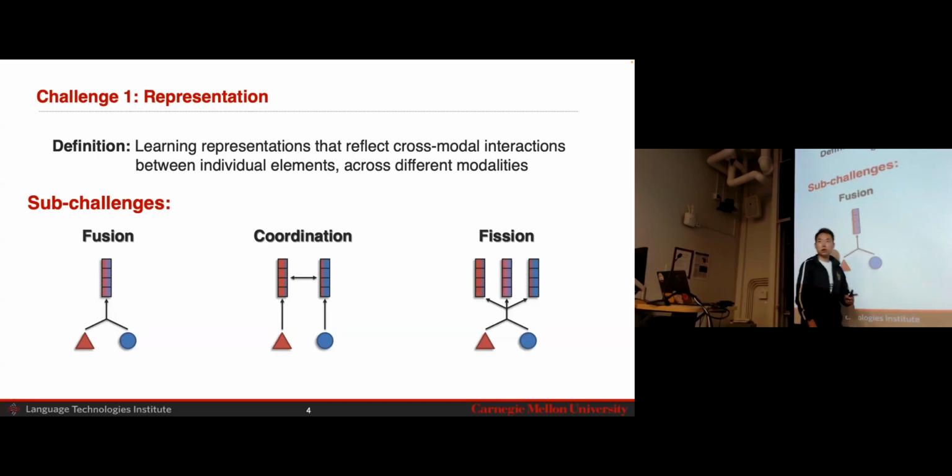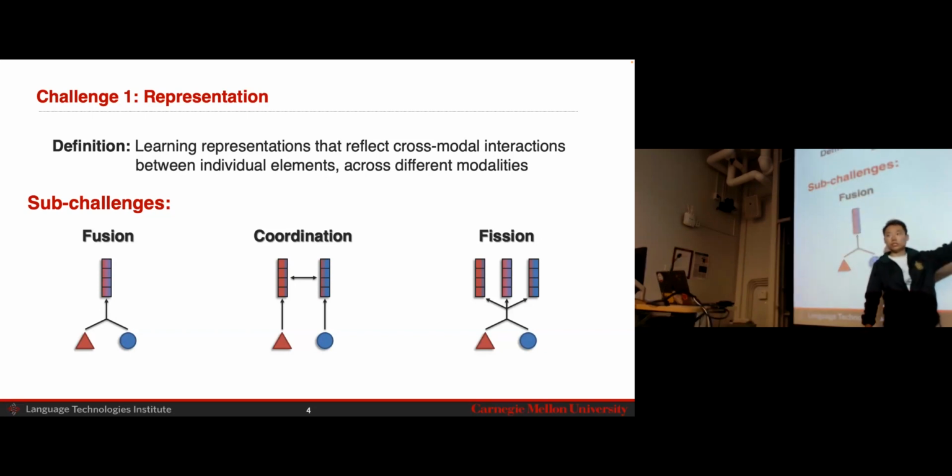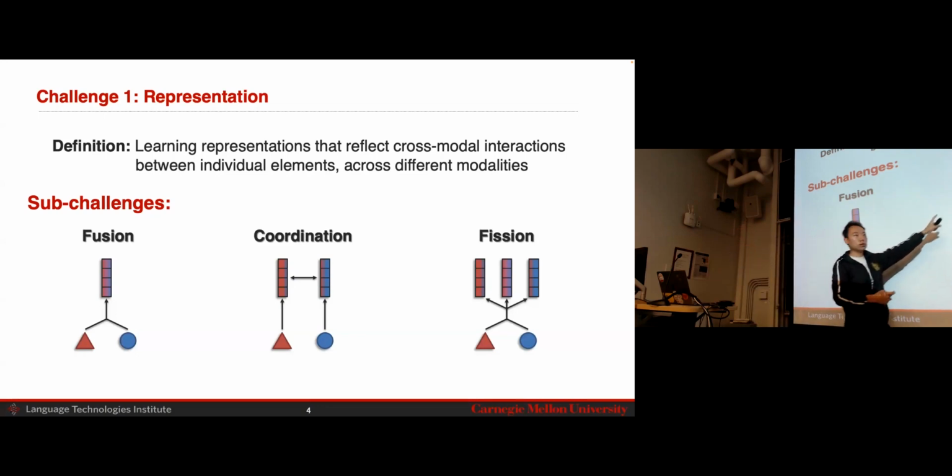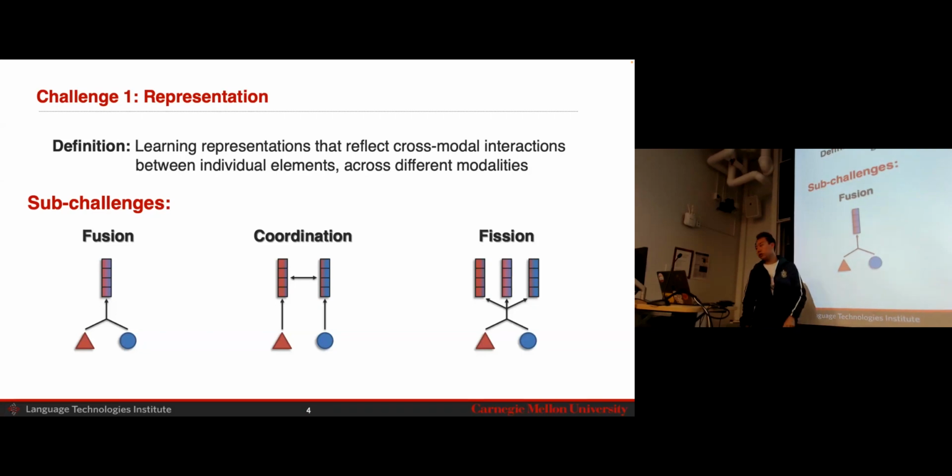We saw a lot of different methods for fusion on Tuesday. Today, we're going to look at coordination and fission. Coordination: the whole idea is to learn separate representations, one for each modality, but coordinate them using some similarity function. And we're going to see how that is useful. And finally, in fission, we're going to look at learning more representations than we started with, perhaps taking into account different clusters or different factors that might exist in my data.